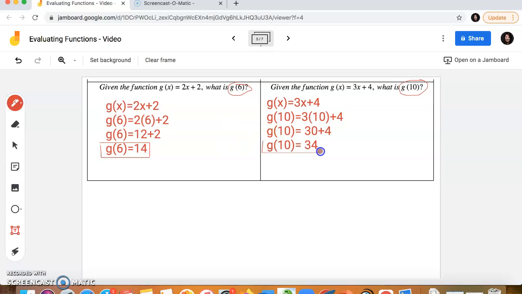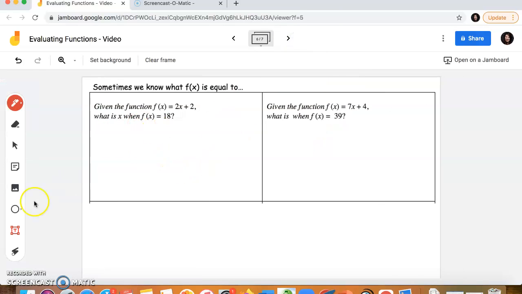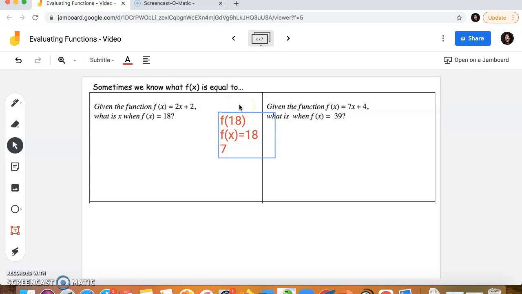Again, if I'm going too fast, go ahead and pause the video because I am going to move on to the next slide. Now, the next slide looks different. Before we had problems that looked like f of 18. But this one says f of x equals 18. They're different. So what this is saying is that y is 18. Before they were giving us the input, now they're giving us the output.